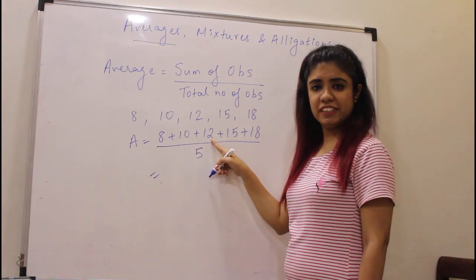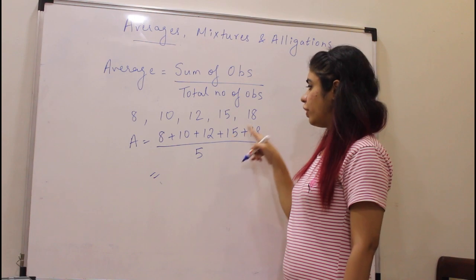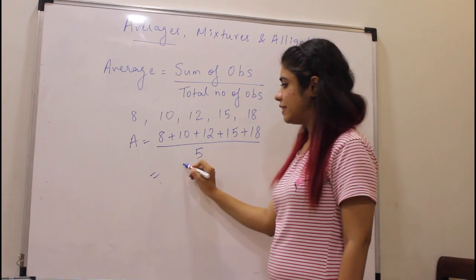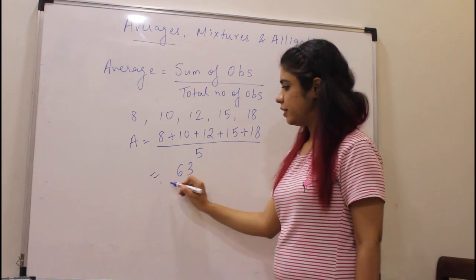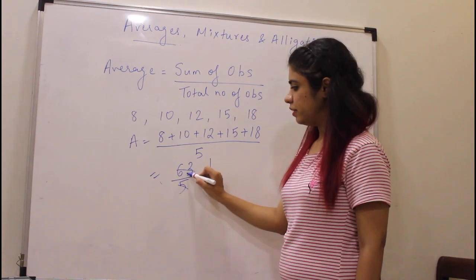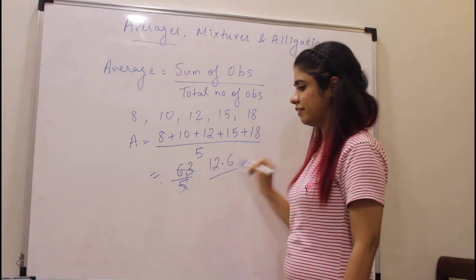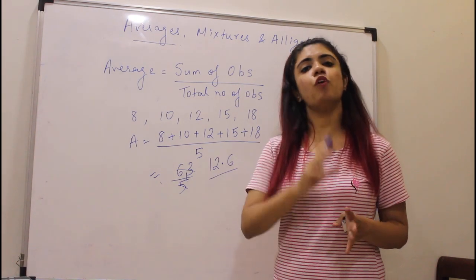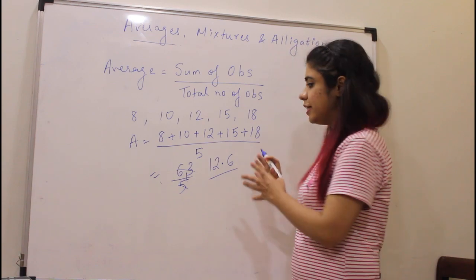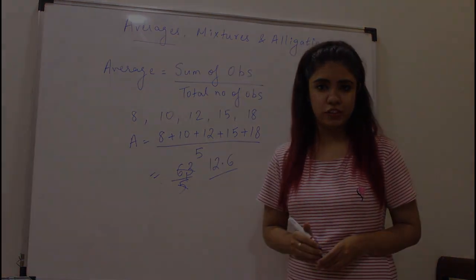This will be 18. 18 plus 12 is 30. 30 plus 15 is 45. 45 plus 18 is 63, divided by 5. So 5 ones are 5, 13 left, 5 twos are 10, 30 left, 5 sixes are 30. So the average marks of all the students together is 12.6. This is the basic concept of averages.